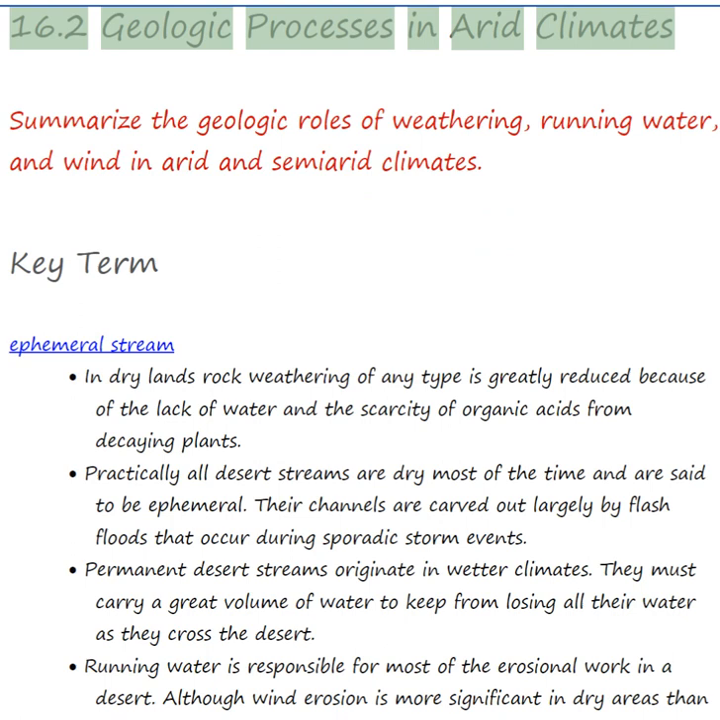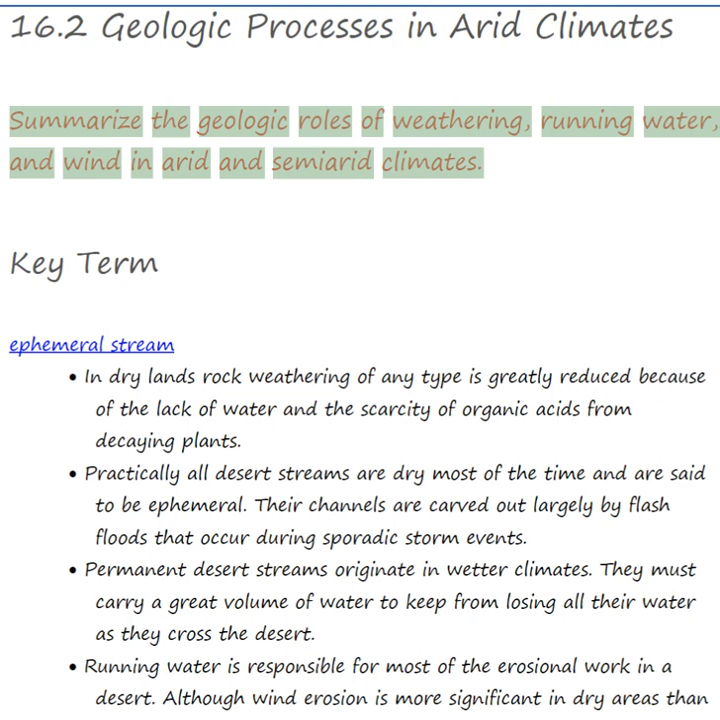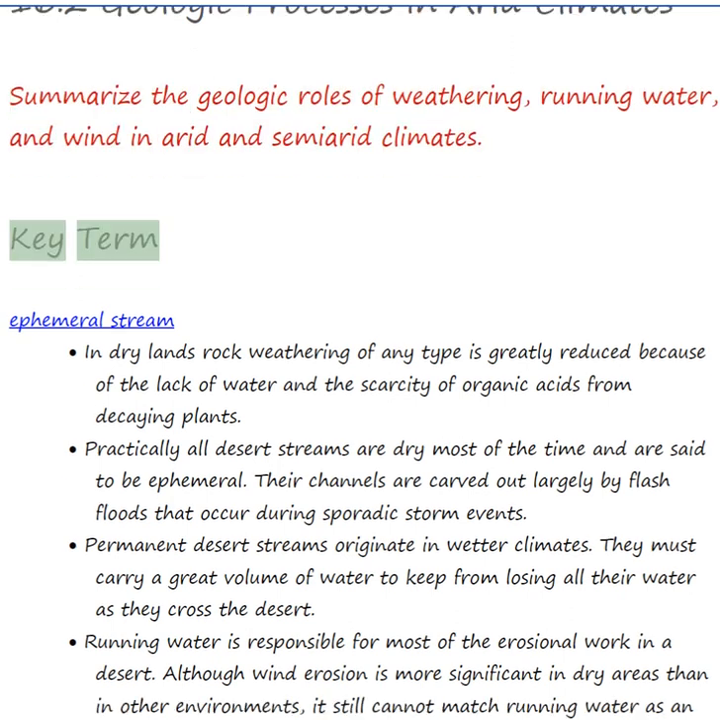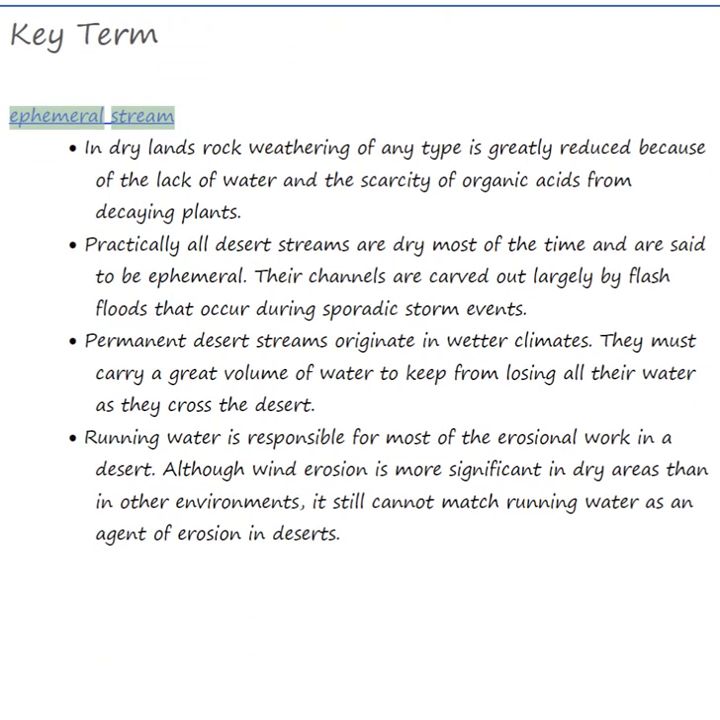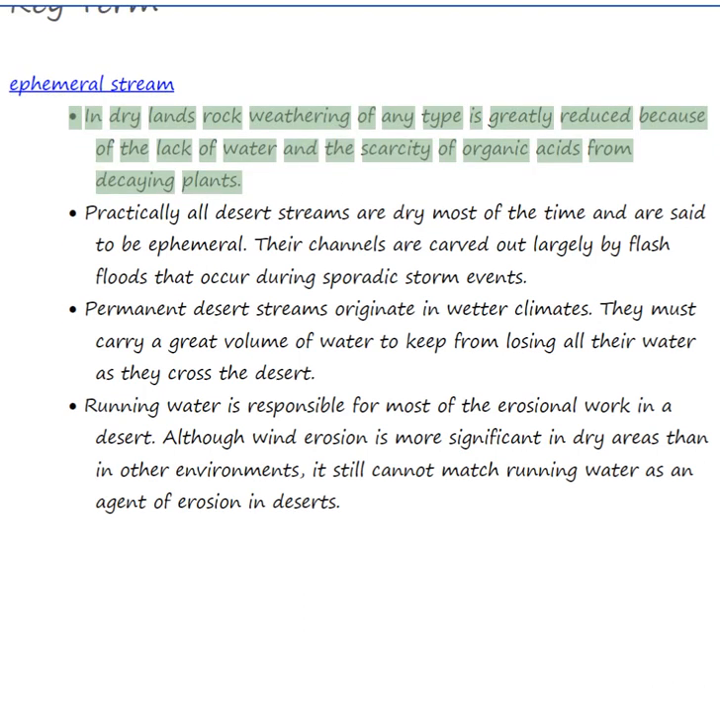16.2 Geologic processes in arid climates. Summarize the geologic roles of weathering, running water, and wind in arid and semi-arid climates. Key term: ephemeral stream. In dry lands, rock weathering of any type is greatly reduced because of the lack of water and the scarcity of organic acids from decaying plants.